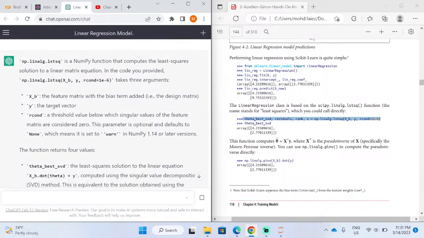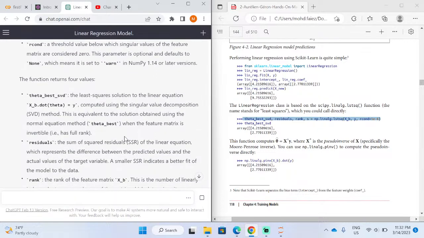X_b, the feature matrix with the bias term added, that is the design matrix. y, the target. rcond, the threshold value below which singular values of the feature matrix are considered zero. This parameter is optional and defaults to None, which means it's set to a small value in NumPy.